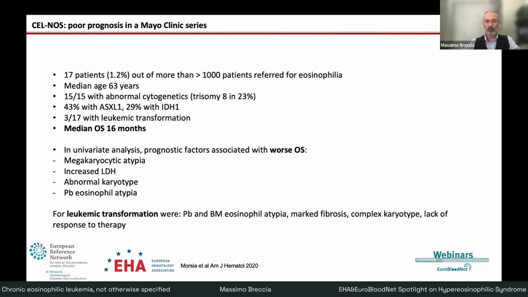43% of the patients had an ASXL1 mutation, and 3 of them had a leukemic transformation, with a median overall survival of only 16 months. In univariate analysis, considering the very small number of patients analyzed, the prognostic factors associated with a worse overall survival are atypia in the peripheral blood eosinophils and megakaryocytes, abnormal karyotype, and increased LDH. For leukemic transformation, again, the dysplastic features of eosinophils in the peripheral blood and bone marrow, but also marked fibrosis, complex karyotype, and lack of response to therapy.